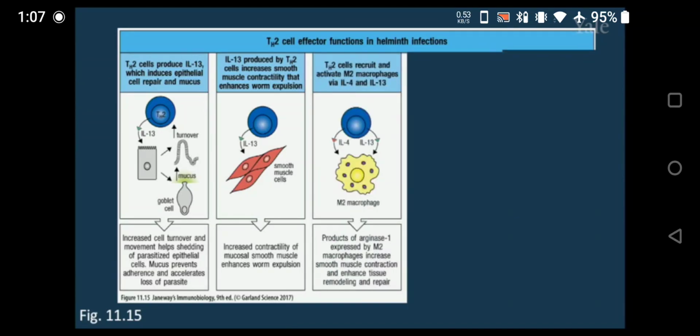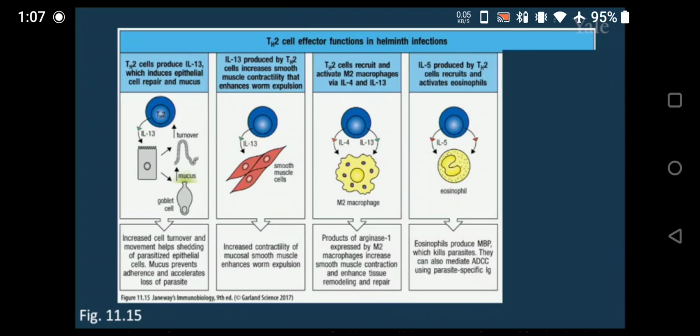Th2 cells also recruit macrophages of the M2 subset, which means that they're better at responding to a helminth or parasite infection as opposed to an intracellular bacteria like the M1 macrophages. This increases the production of arginase 1 that increases smooth muscle contraction and enhances the tissue remodeling and repair we talked about in the first 2 panels.